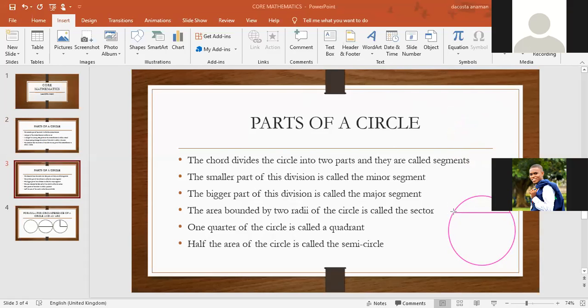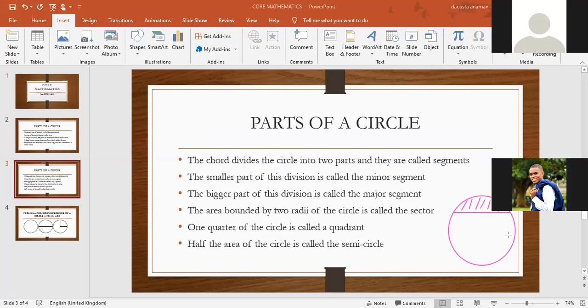So if a chord divides a circle into 2 parts, it's called what? The area here and the area here is called a segment. Now, the smaller part, which is this side, the shaded region, is called a minor segment. And the bigger part, which is this side, the unshaded region, is called a major segment.